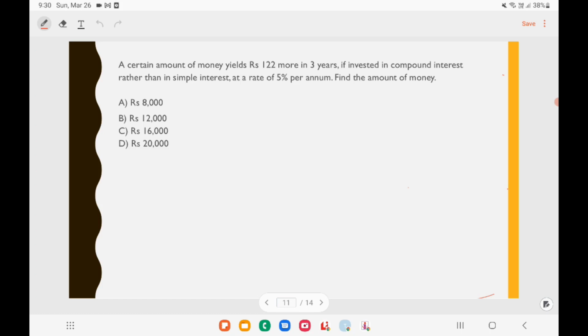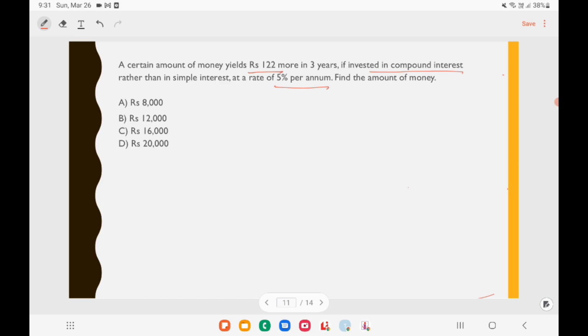Now let us read this question first. A certain amount of money yields rupees 122 more in 3 years if invested in compound interest rather than in simple interest at a rate of 5% per annum. Then find the amount of money. So we need to find out the principal amount here.